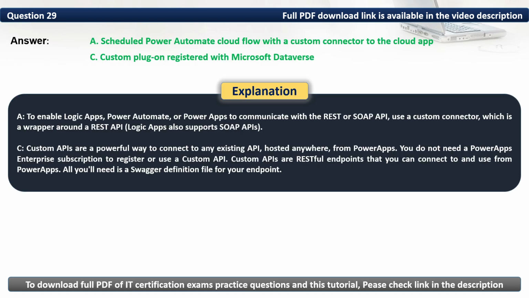About option A. To enable logic apps, Power Automate, or Power Apps to communicate with the REST or SOAP API, use a custom connector, which is a wrapper around a REST API. About option C, custom APIs are a powerful way to connect to any existing API hosted anywhere from Power Apps. You do not need a Power Apps Enterprise subscription to register or use a custom API. Custom APIs are RESTful endpoints that you can connect to and use from Power Apps. All you need is a Swagger definition file for your endpoint.